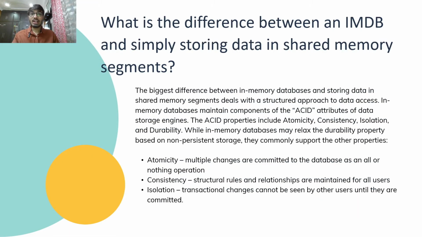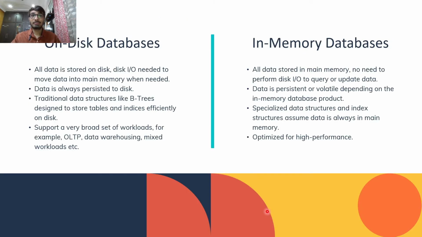Now let's take a look at how IMDb is different from simply storing data in shared memory segments. In-memory databases maintain components of the ACID attributes of data storage engines. The ACID properties include atomicity, consistency, isolation, and durability. While in-memory databases may relax the durability property based on non-persistent storage, they commonly support the other properties such as atomicity, consistency, and isolation. Moving on to the differences between on-disk databases and in-memory databases.